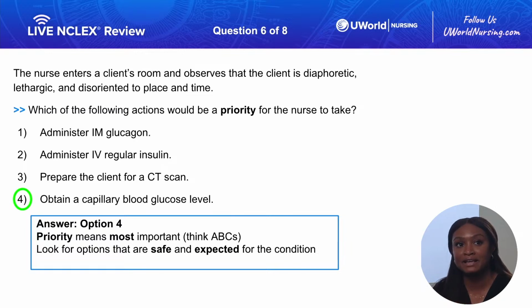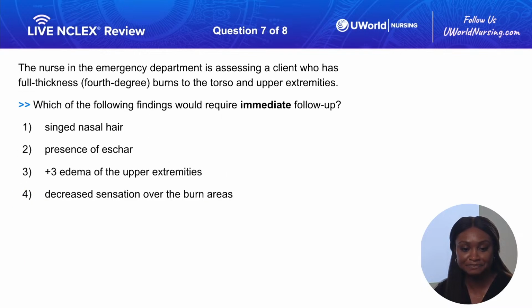Option 3, prepare the client for a CT scan. If their blood sugars seem to be fine, again, we would need to know what the blood sugar is first. If it wasn't a blood sugar problem, then maybe we would need to see if it's a stroke problem. So that would be next. So first, we would want to do a quick check of the capillary blood glucose, and then the CT might take a little bit longer. So that would be our next step if it wasn't a blood sugar problem. But you guys did great.